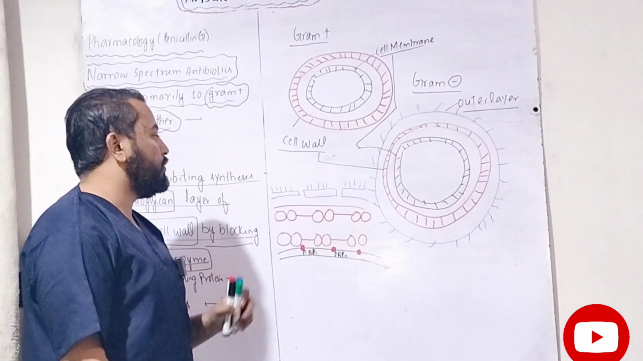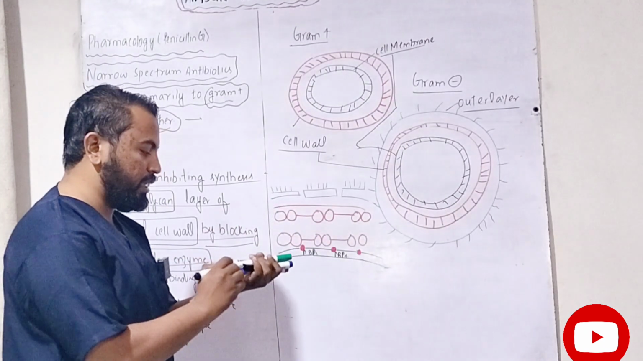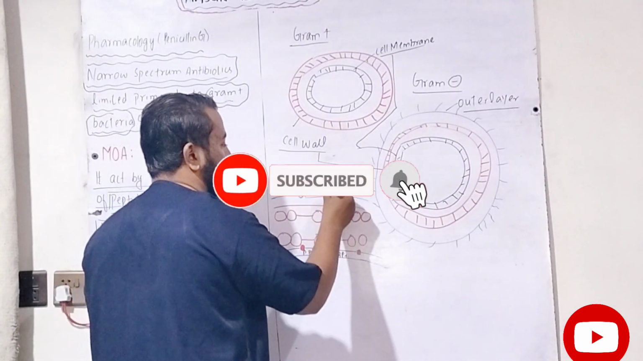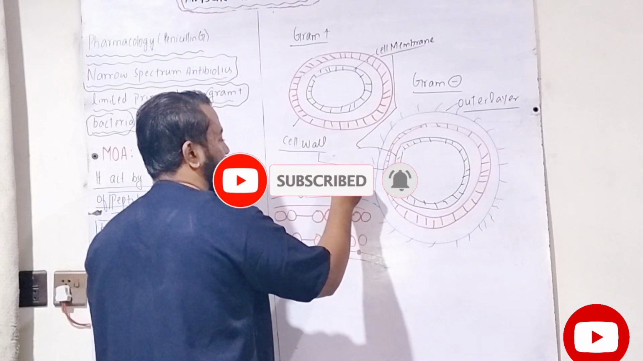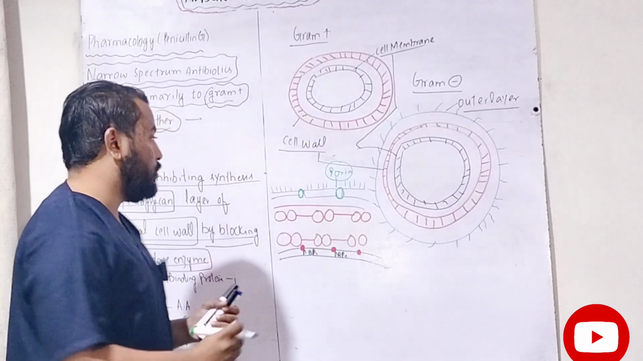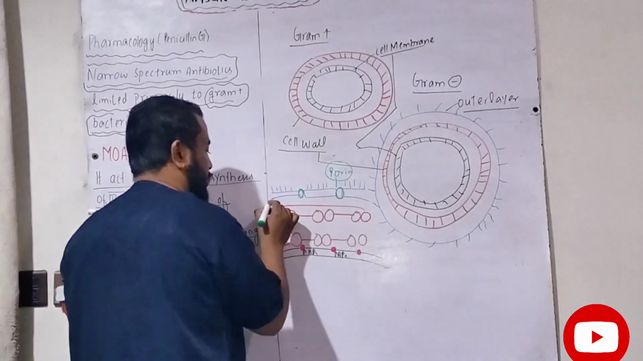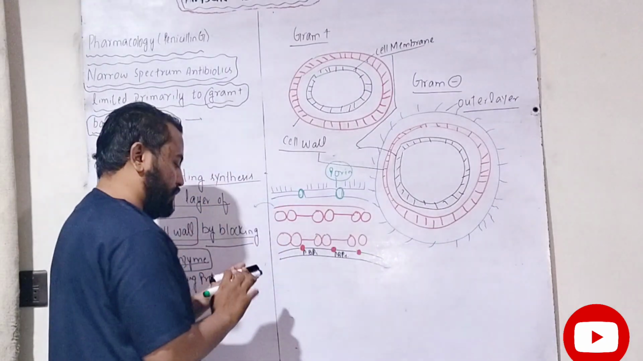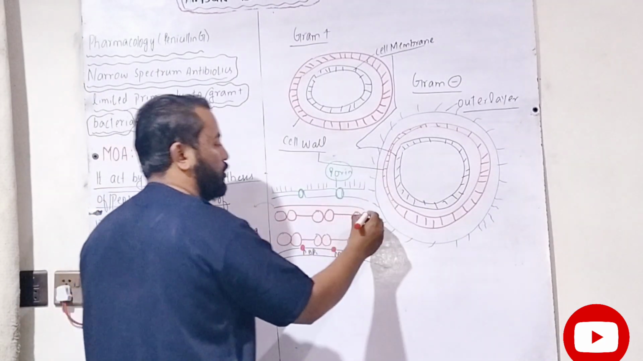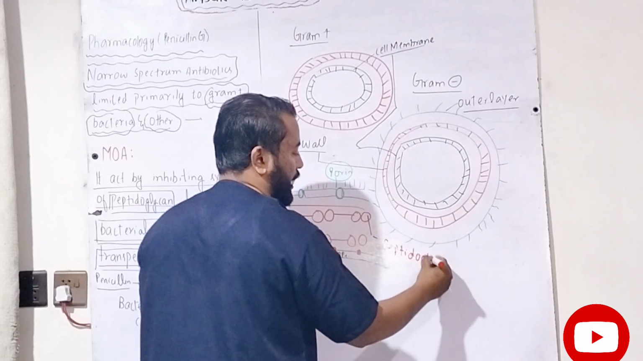First of all, you can see here the outer layer, and in this outer layer we can see the porins. Porins are proteins, extracellular proteins. In the inner layer, the middle layer, is made up of peptidoglycan. This is the cell wall, and this one is the outer layer. Here we can see the peptidoglycan.